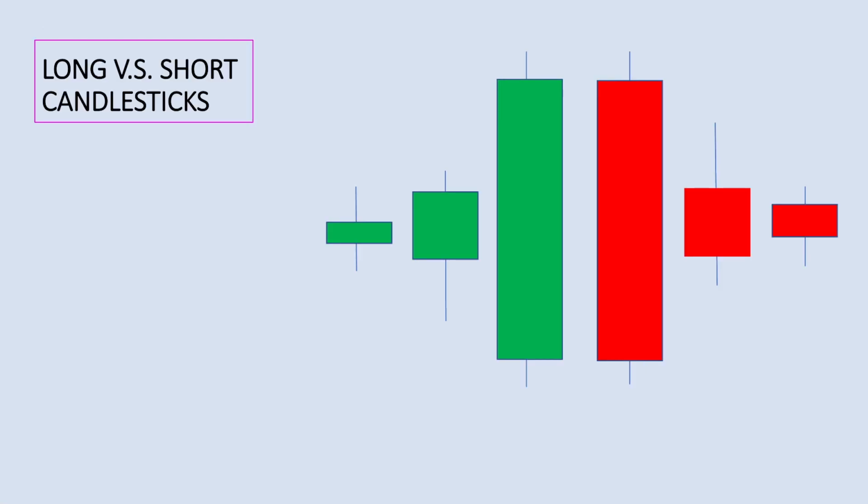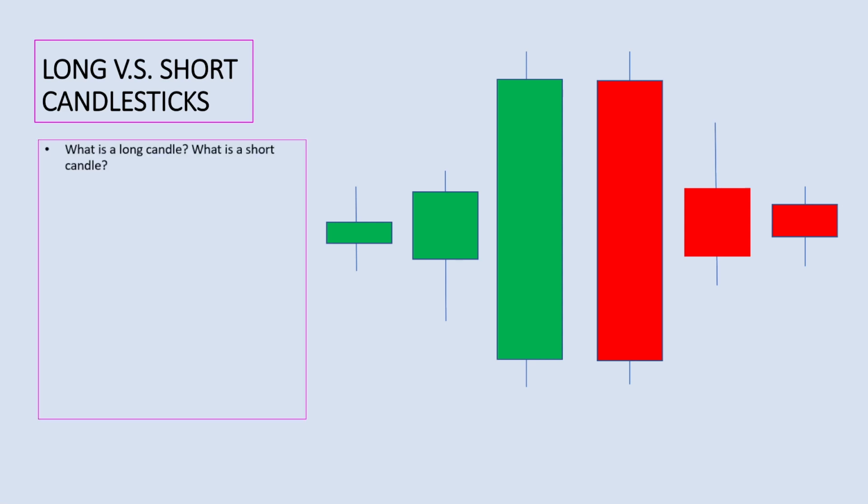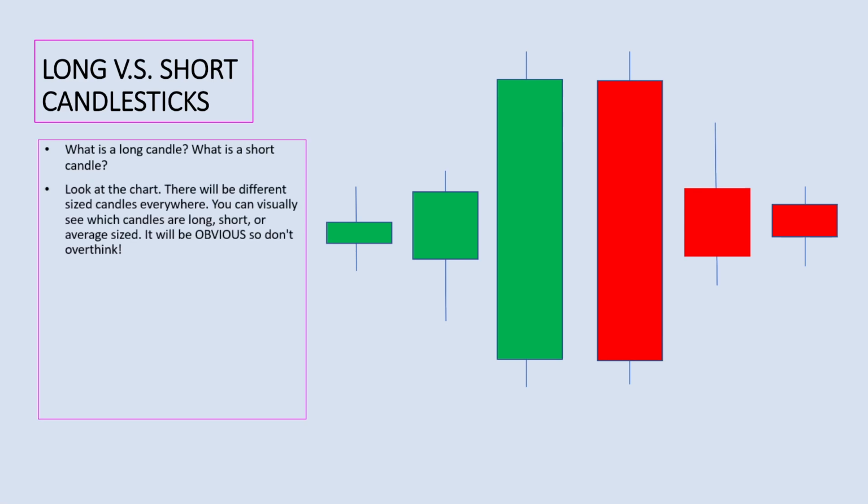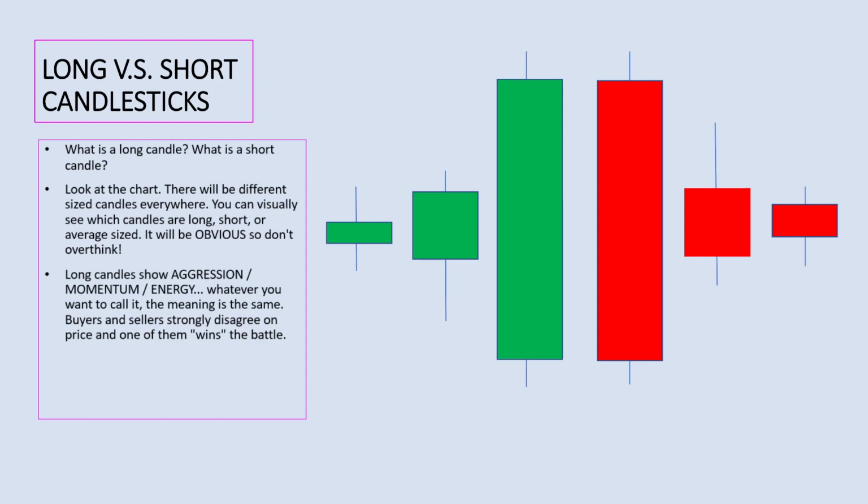But let's go back to basic candlesticks, okay? So we've got long versus short candlesticks. So what's a long one? What's a short one? Well, just look at the chart. There are different sized candles everywhere. You can visually see which are long, which are short, or which are average. Don't overthink it. The answer is really obvious. If it's really long and bigger than all the rest, then it's a long one, all right? So long candles show more aggression, or momentum, or energy, whatever you want to call it. The meaning is the same.